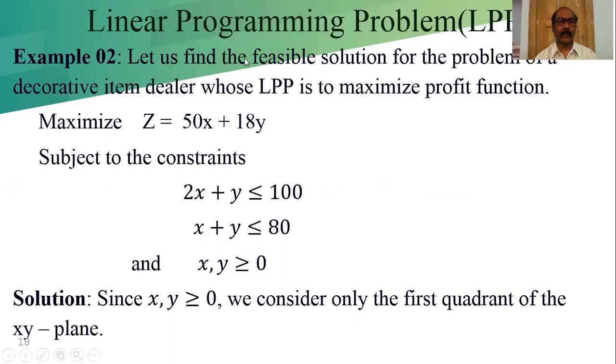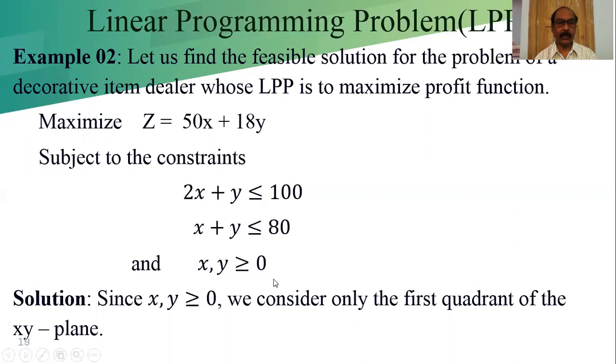Example 2. Let us find the feasible solution for the problem of a decorative items dealer whose LPP is to maximize the profit function. This is the maximization problem: 50x plus 18y, x along the x-axis and y along the y-axis, subject to the constraints 2x plus y less than or equal to 100, x plus y less than or equal to 80, and x, y greater than or equal to 0. These are the non-negativity conditions, and the others are the constraints.